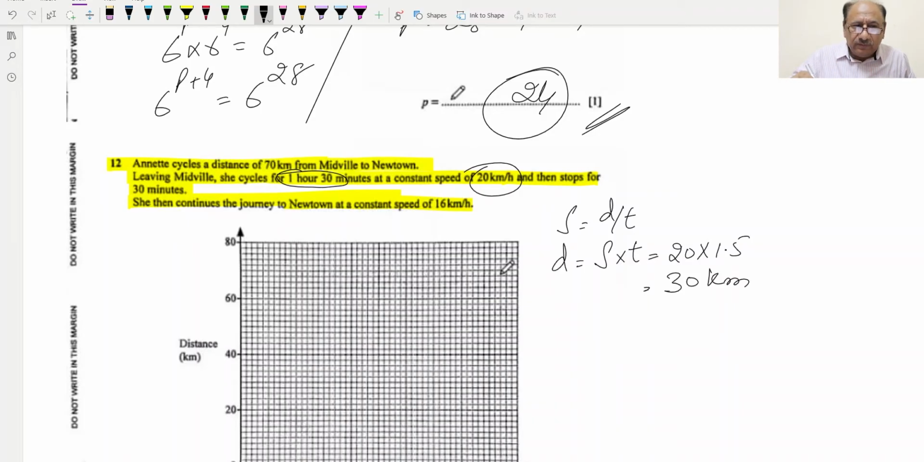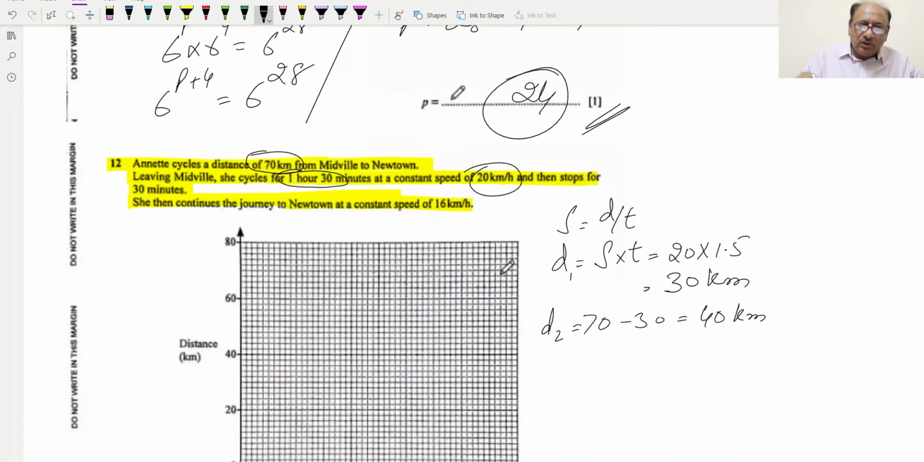Now the time taken for this basically will be what? So they are saying remaining distance. So total distance is 70 kilometer. So out of 70 kilometer, 30 is covered. So for remaining distance, we can write this as d1 and this one as d2, for your explanation I'm writing. So this one we can write as 40 kilometer.